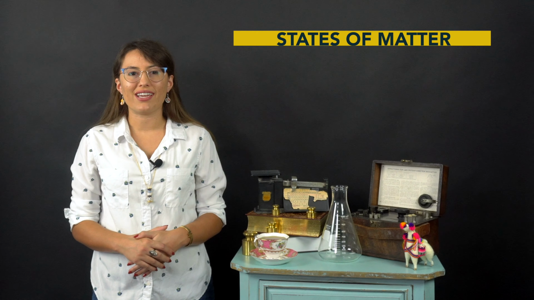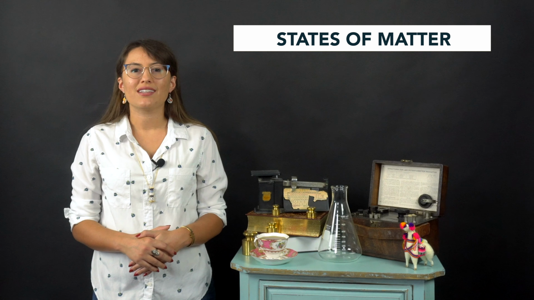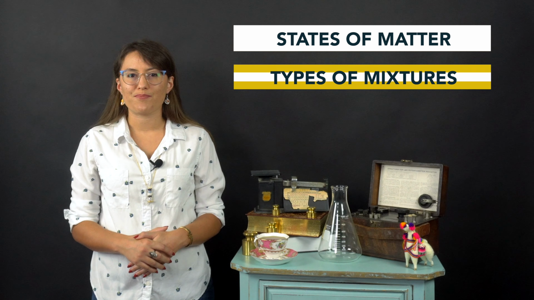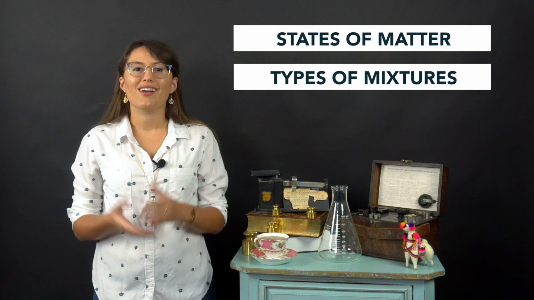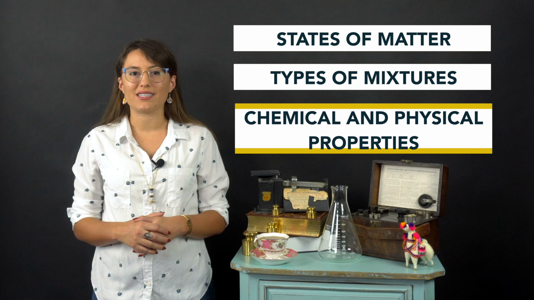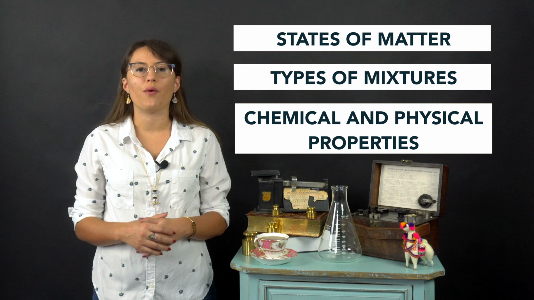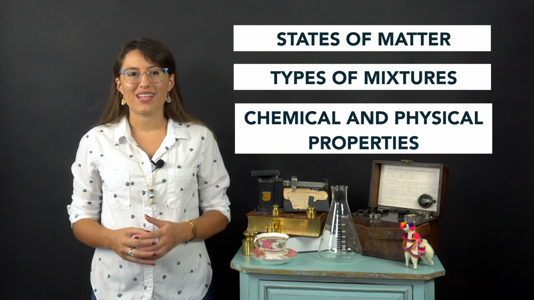I know we covered a lot in today's discussion, so let's quickly review. We discussed the different classifications of matter, such as pure substances and mixtures. We also talked about the different types of mixtures you may encounter. Finally, we discussed chemical and physical properties and what it means for an object to undergo a chemical or physical change, as well as some of the driving forces behind them.